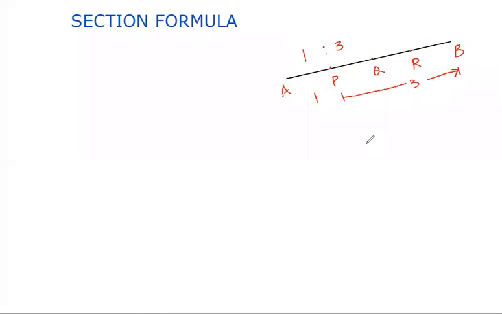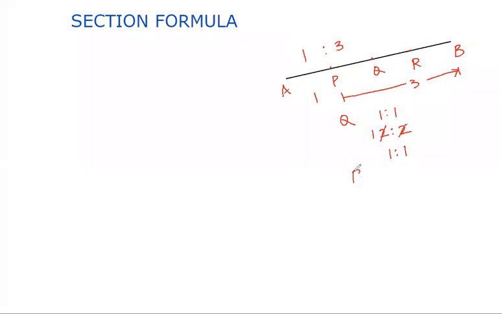Similarly, students, point Q is dividing the line AB in the ratio 1:1. Actually, the left side distance of point Q is 2. The right side is also 2. It's 2:2, but this can be expressed as 1:1, since 2 ones are 2, 2 ones are 2.